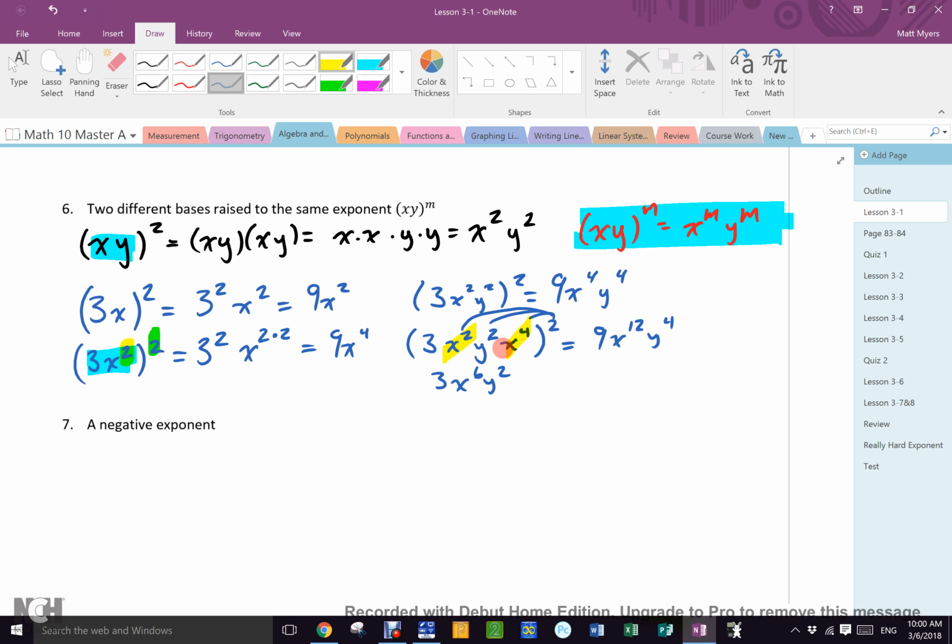Nobody had to do it that way. You could have also done this, and then this all would have been squared. And it would have been 3 squared, x to the 6 squared, 6 times 2, y squared times 2 to the 4th. Is everybody good up to the end of exponent law 6? Everybody? Okay. Now we move on to the thing that actually makes this difficult.